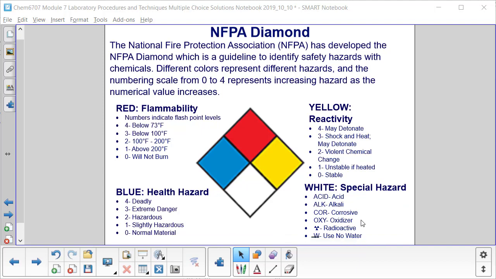So if it's an acid, something that's an alkali, because those alkali metals react violently with water, corrosive, oxidizer, radioactive, or do not use any water with it. So all of your lab materials will have this diamond on there with these various numbers to tell you what sorts of safety hazards you might be dealing with.